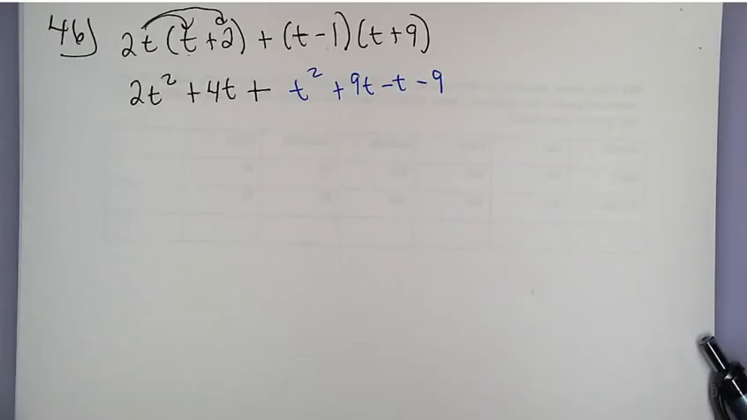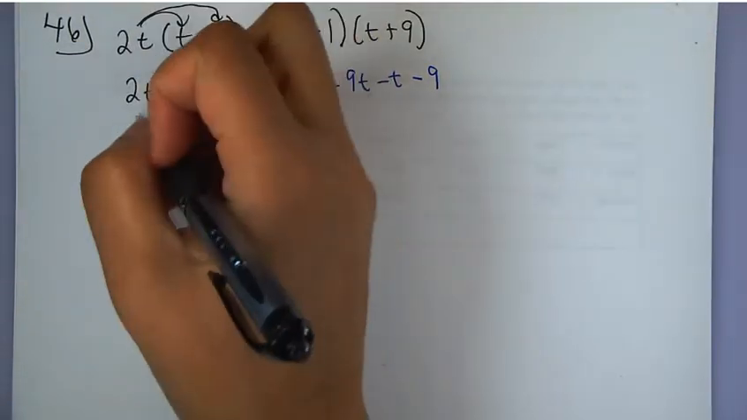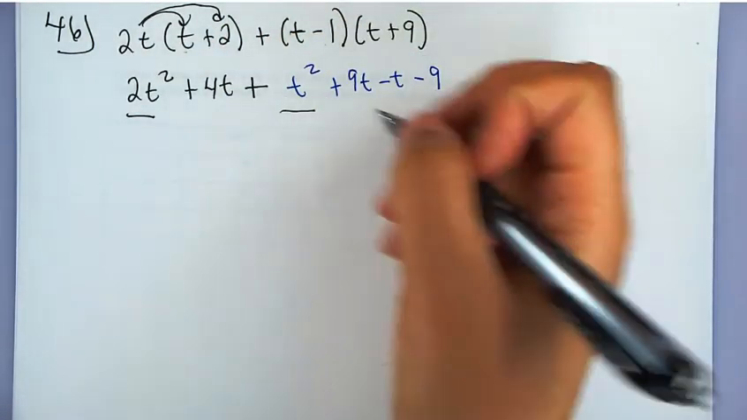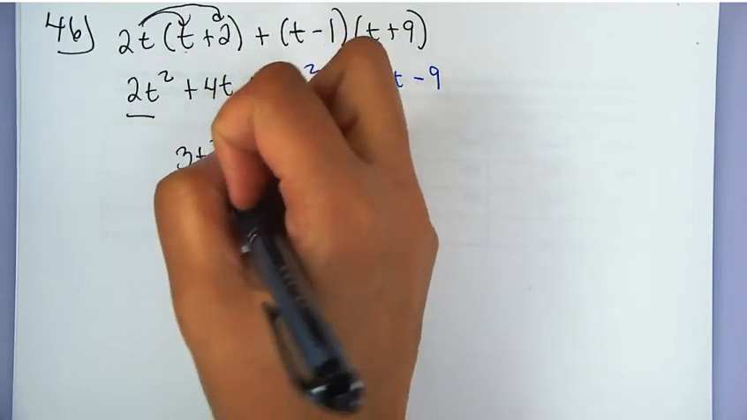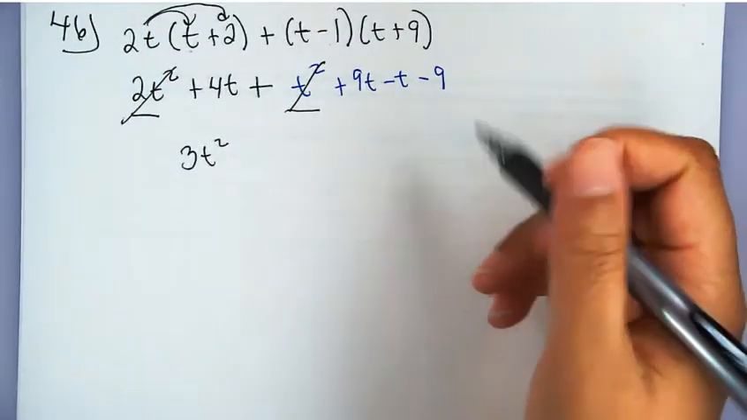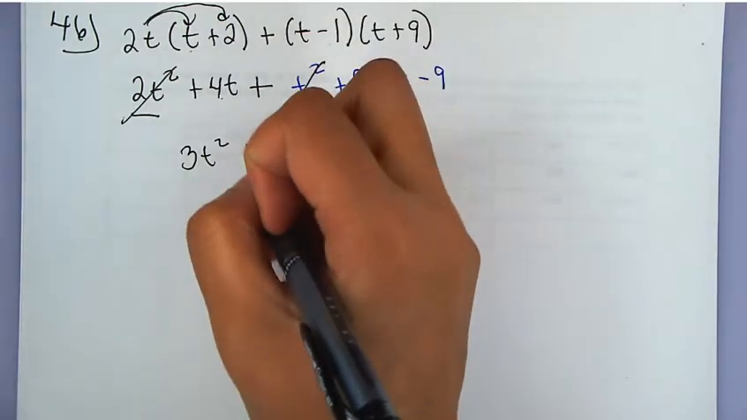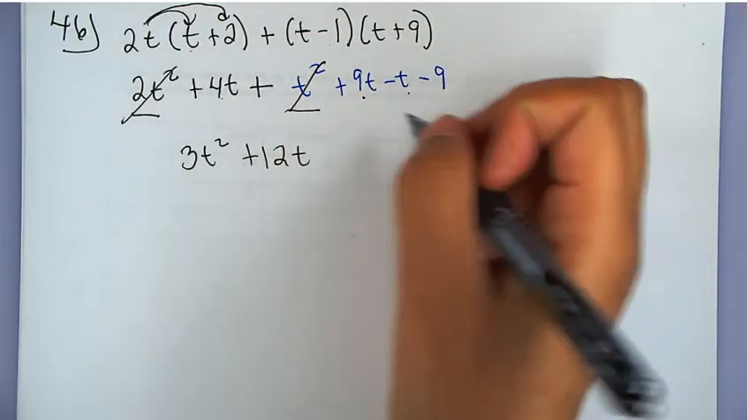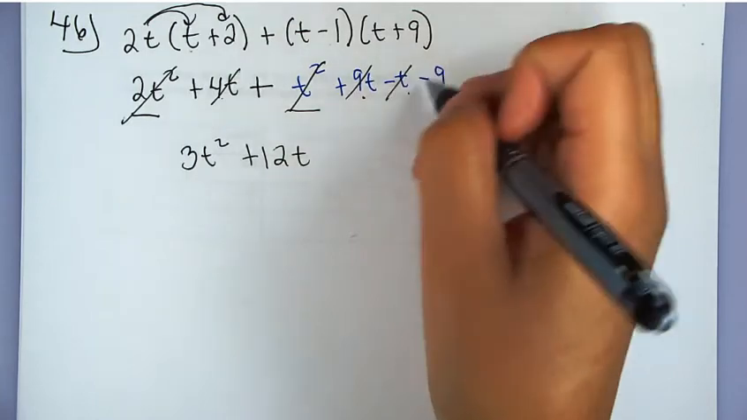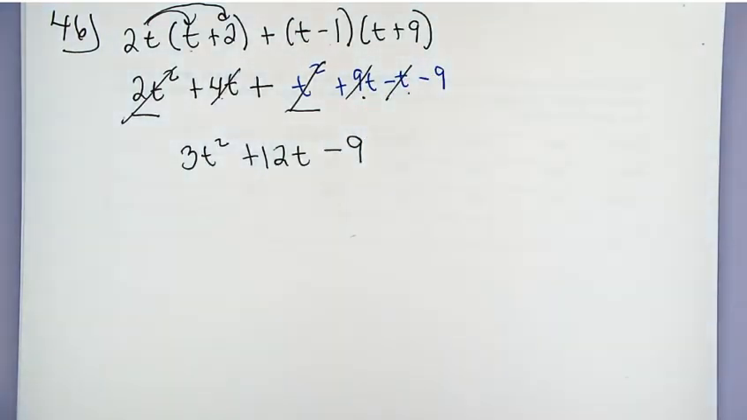So let's go back to work. So we're on this problem, and we want to combine like terms. Well, I've got 2t squared and a t squared. So how many t squareds I got? Exactly, 3t squared. Cross that out. So here we go. 4t plus 9t is 13t. Minus t is how many? Exactly, 12t. Very good. And then I've got the minus 9. And guess what? Exactly, we're done.